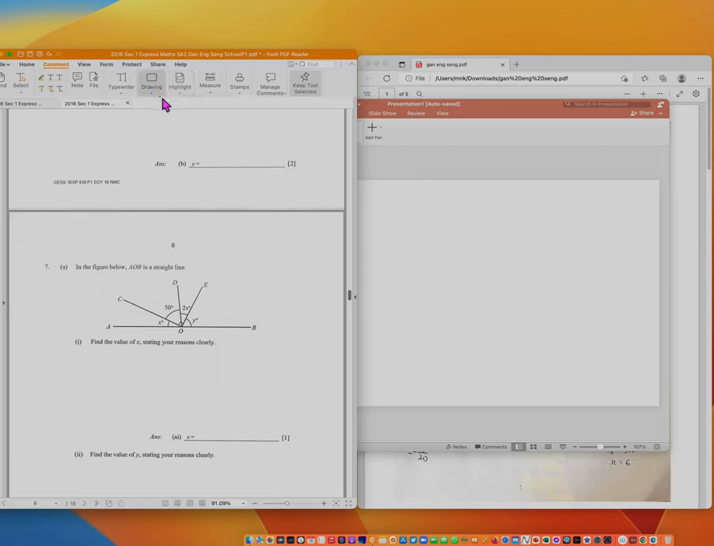So I just write 90. No, for X there is no reason, I think. It's just 90 because they tell you this is 90. So it's 40 divided by 2, and I don't need to write a reason. For this one there is no reason because they label this as 90. X, there is no reason. Okay? Next.